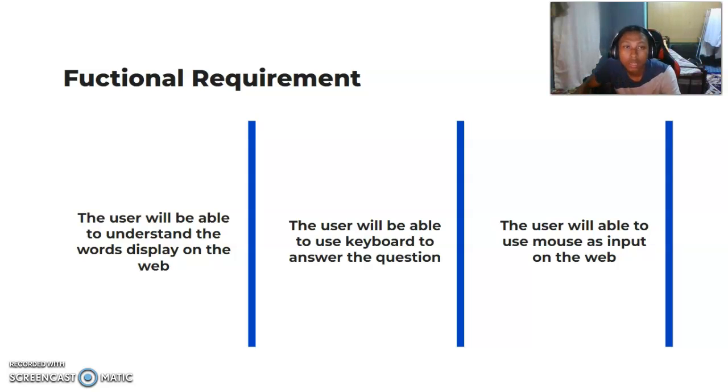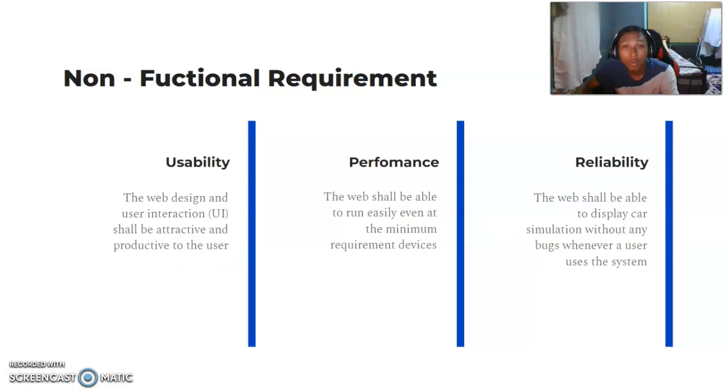So these are the functional requirements for this project. First, the user will understand the words displayed on the web. The second is the user will be able to use the keyboard to answer the question, and the third, the user will be able to use the mouse as input on the web.